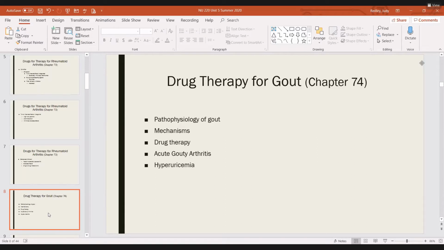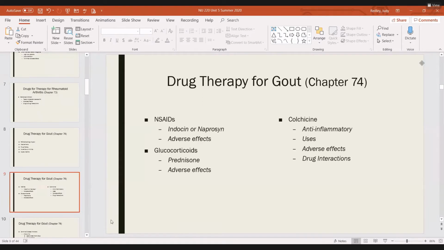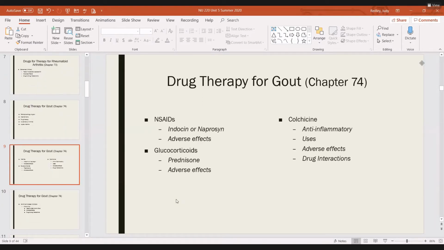So drugs that are used to treat gout are going to be your NSAIDs, your glucocorticoids, and your colchicine. So when we look at the different types, your NSAIDs, your Indocin is a prescription. Your naproxen is one you can buy over the counter.